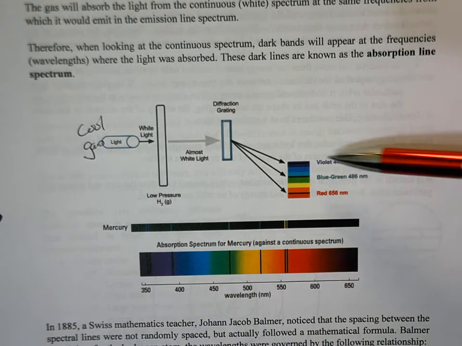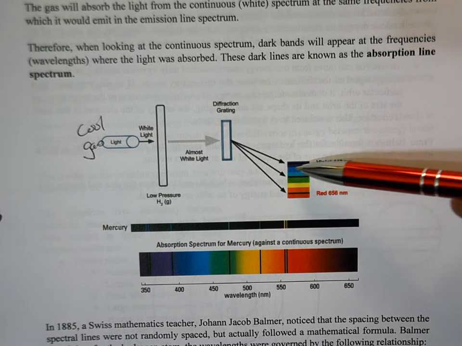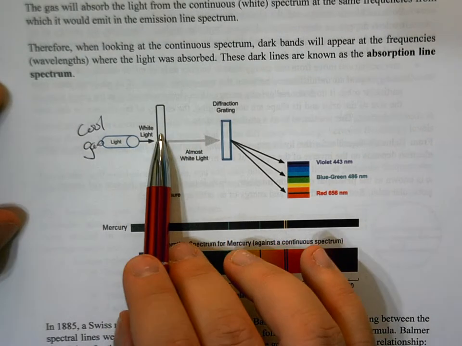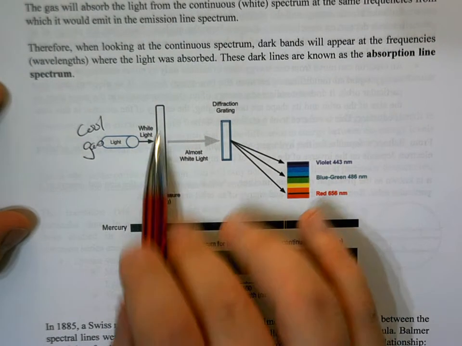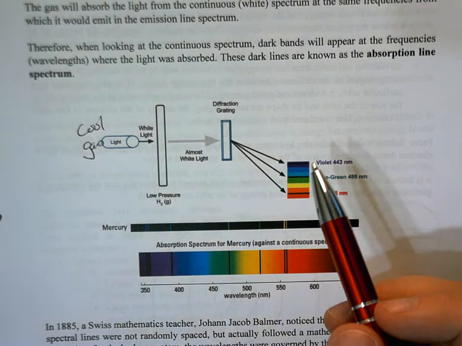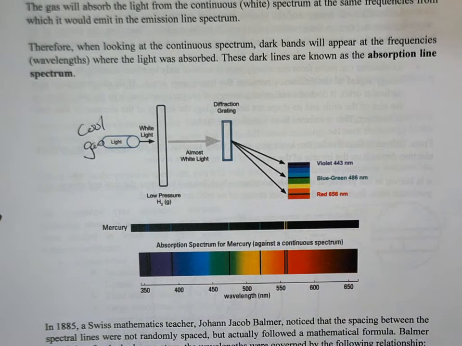What you're going to notice is that you should see a continuous spectrum almost minus some dark bands. Those dark bands are referred to as the absorption line spectrum. What happened here is when we passed that gas through the white light, those wavelengths of light were absorbed in this gas, and then we can't actually see them. They're absent on this continuous spectrum.